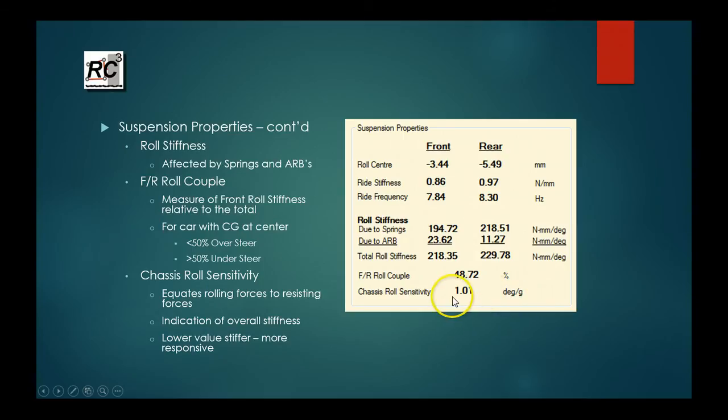So in this case, if we look at a 1G acceleration, the chassis would roll approximately 1 degree. 2 Gs, it would roll a little more than 2 degrees. So it's an indication of the overall stiffness of the chassis. The smaller this number gets, the less it rolls. The stiffer the chassis is, the more responsive it is. Higher, softer, more roll, easier to drive.